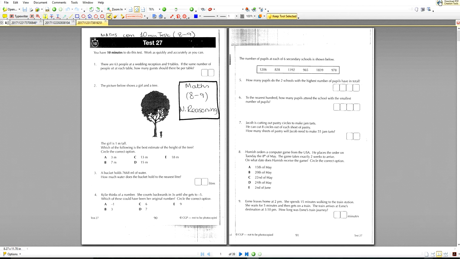Okay, folks, welcome back. We are looking at another maths paper today. It's a 10-minute test, 8 to 9, test 27 of the numerical reasoning series.